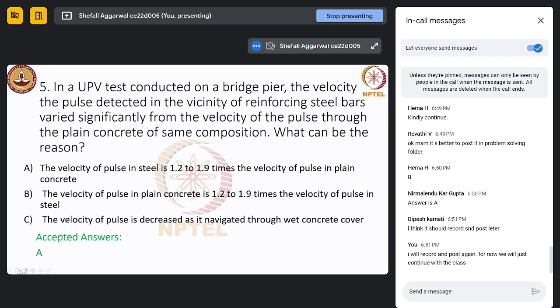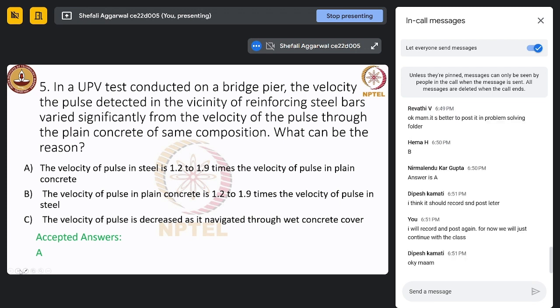The velocity of pulse in steel is more than that of the concrete. So if the velocity in steel is more than that in concrete, then only can we say that the pulse detected varies significantly. Okay. Go to the next question then.